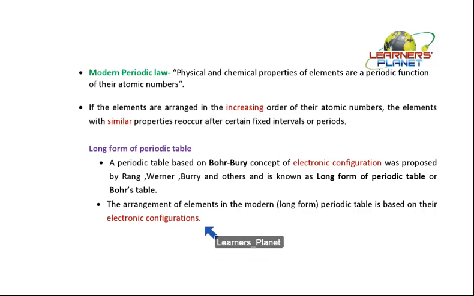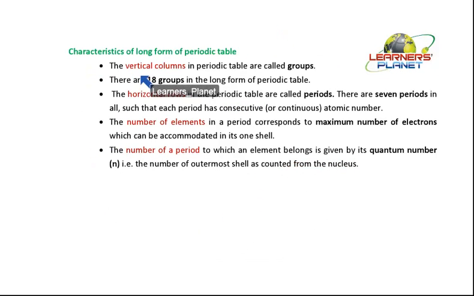Now let's see how these elements are grouped, or the features of this periodic table. The characteristics of the long form of periodic table: what all does it consist of? Just like Mendeleev's periodic table, it consists of vertical columns. The vertical columns in the periodic table are called what? Groups.